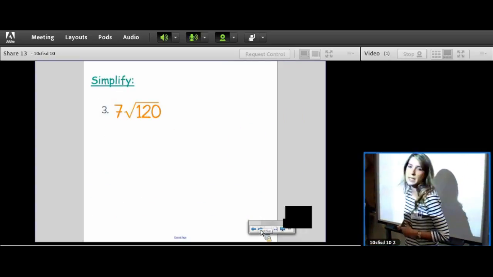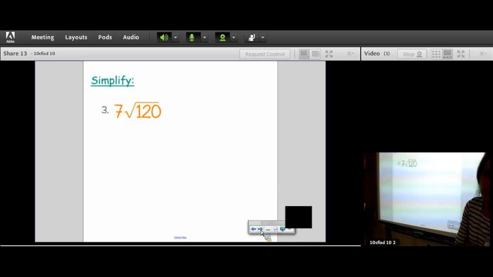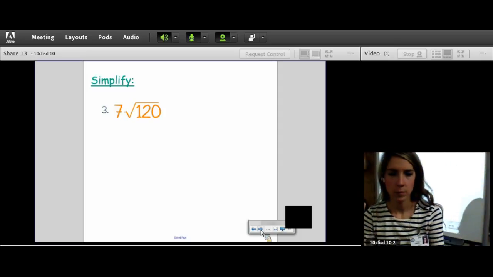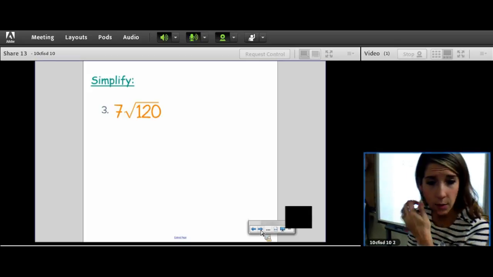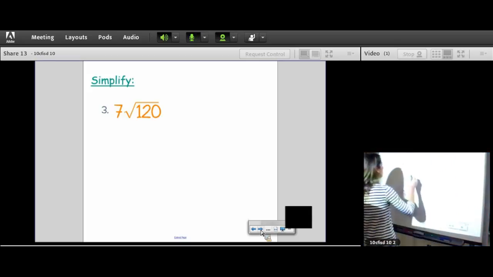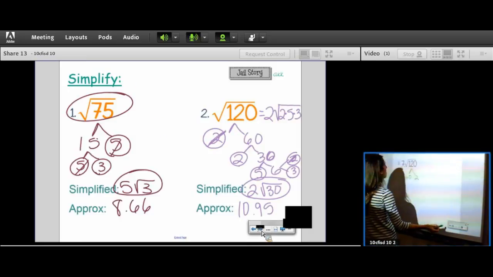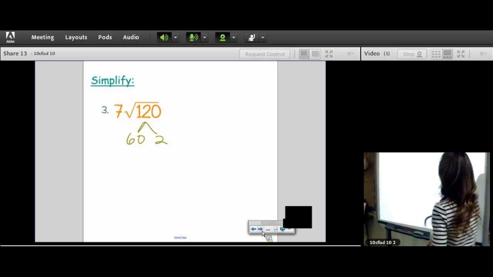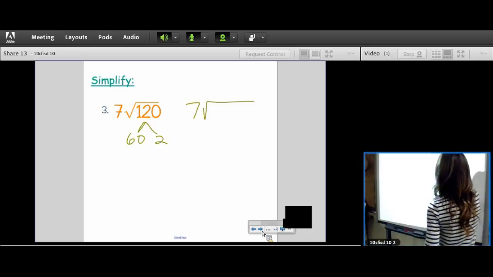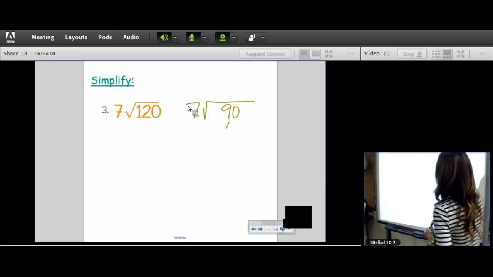All right. Try this one, please. What factors should we start with? Doesn't matter. Any two numbers that multiply to get it. Okay, you went with 60 and 2. Oh, wait. Didn't we do this one on the last slide? Oh, we totally did. I repeated myself. I'm going to change it on you guys because I don't want to do the same problem twice. Let's do 90. Sorry, change up mid-lesson.